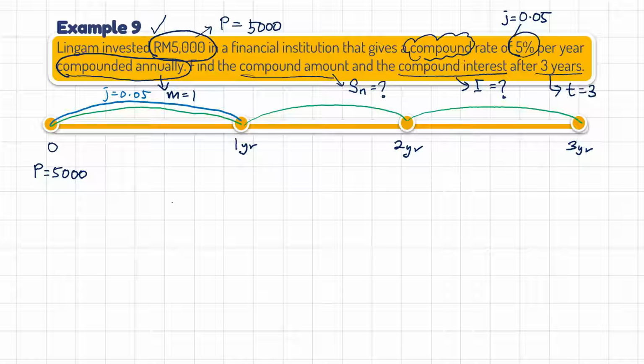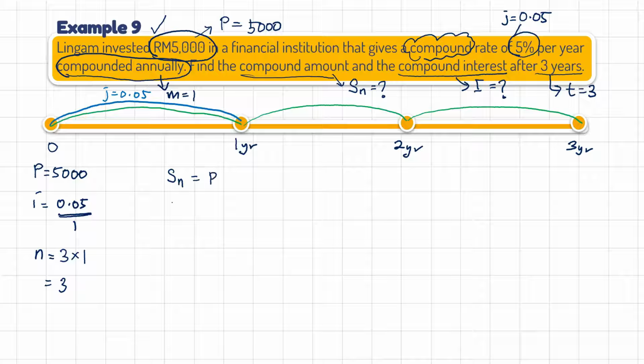Let's write the rest of the information that we have. I will be equals to 0.05 divided by M, which is 1. Our N is equals to 3 times 1, which is equals to 3. So the formula for compound amount is Sn equals to P(1 plus I) to the power of N. Our N is 3, so S3 will be equals to P, which is 5,000, times (1 plus 0.05) to the power of 3.